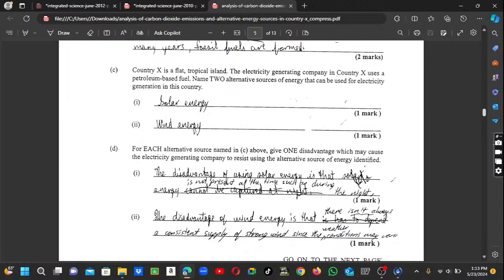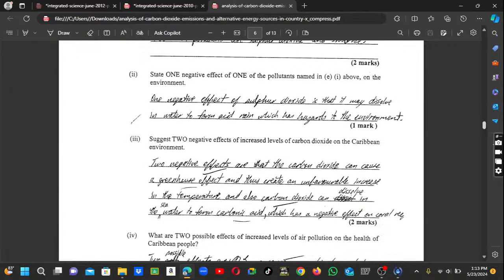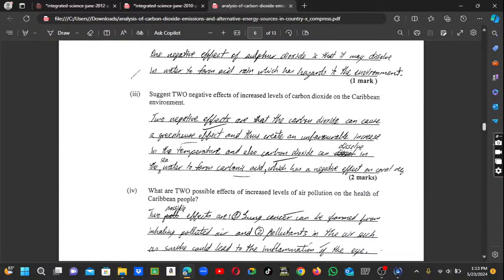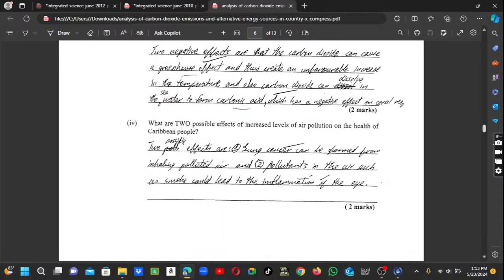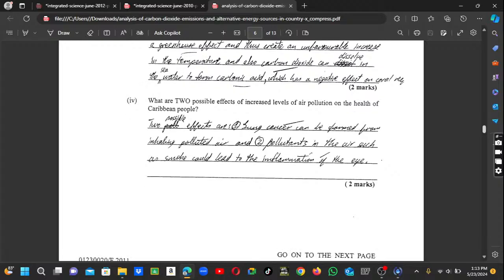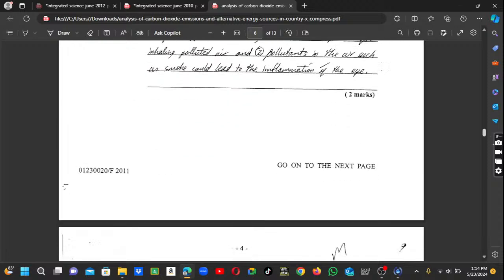This is the same paper, guys, so let me just skip. Let's just continue. All right, just a moment. So it says, what are two effects of increased air pollution. All right, guys, so we need to know about air pollution. I'm going to start from here because the paper is a little bit repeated.